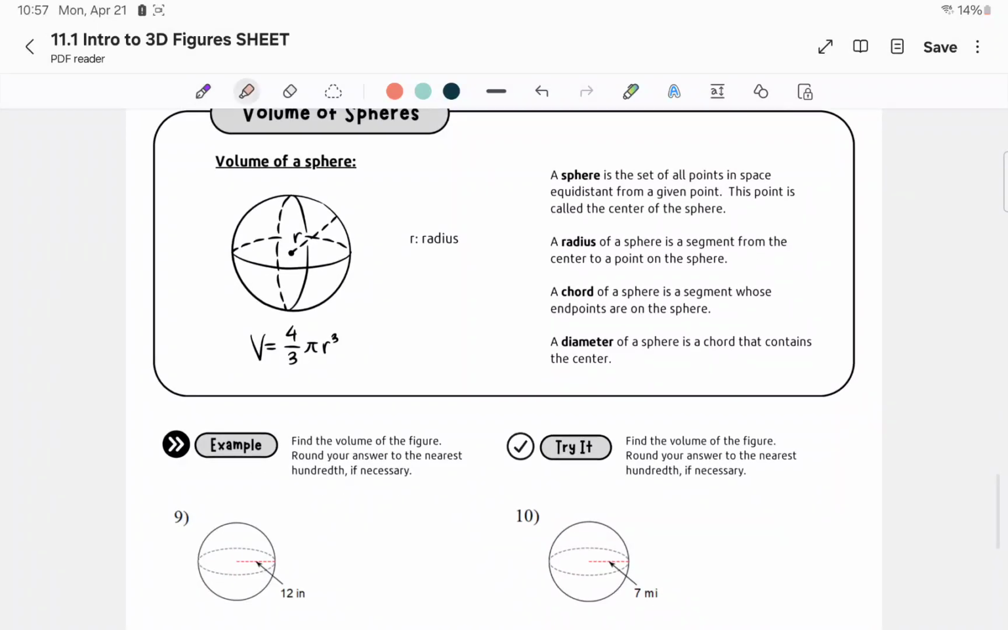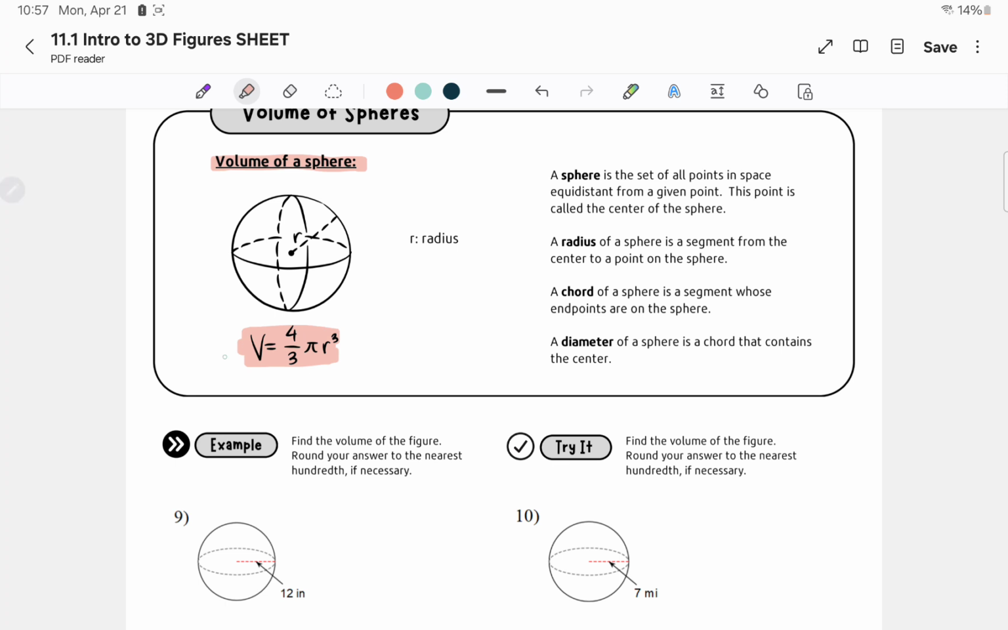We have volume of a sphere. So a sphere is going to be different than those other ones because it is basically like a circle all around, right? Let's actually read this. A sphere is a set of all points in space equidistant from a given point. This point is called the center of the sphere. These are all things that we reviewed before with circles. Again, a sphere is basically a 3-dimensional circle.